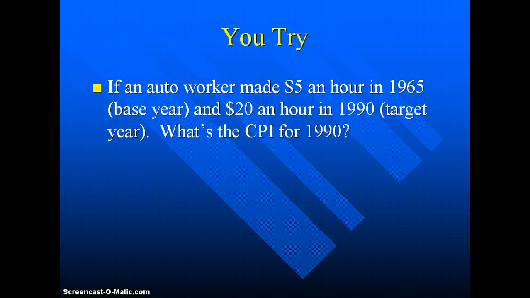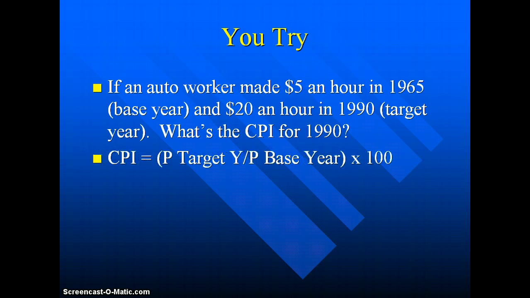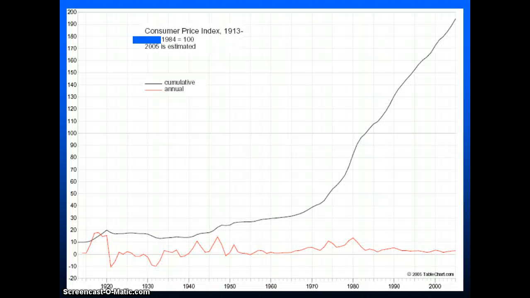Okay, here comes the answer. Again, your formula, the price of the target divided by the price of the base year, 20 divided by 5 times 100 equals 400. Okay, and that's how you calculate your CPI.